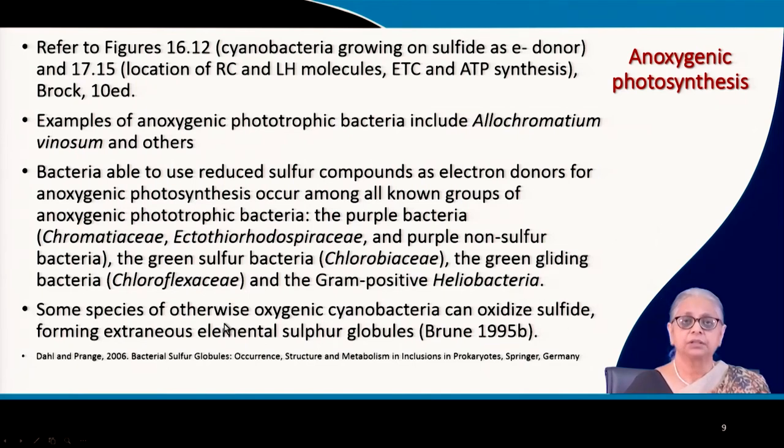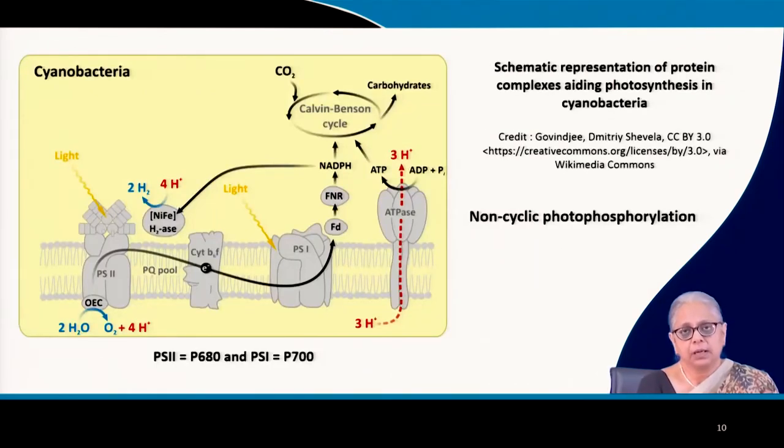There are several other oxygenic cyanobacteria that can oxidize sulfur, and they are the ones that generate elemental sulfur globules. And these globules, as I mentioned in a previous slide, can be found either inside the cell of the bacteria or outside the cell. There are any number of examples in the reference shown here at the bottom of the slide as well as in the textbooks. Okay, so up to this point we have looked at anoxygenic photosynthesis.